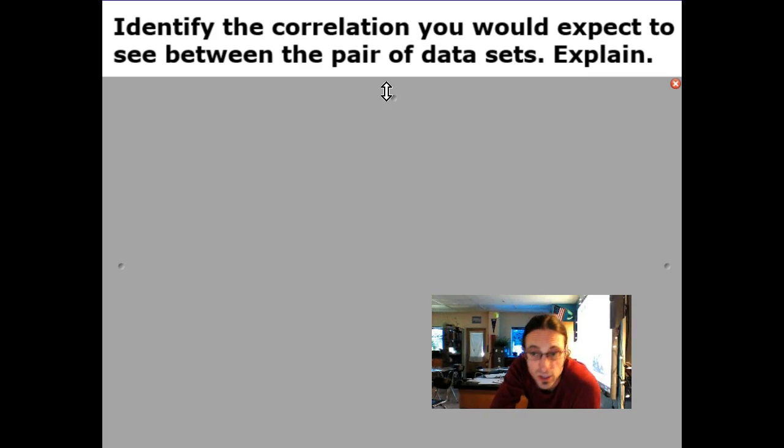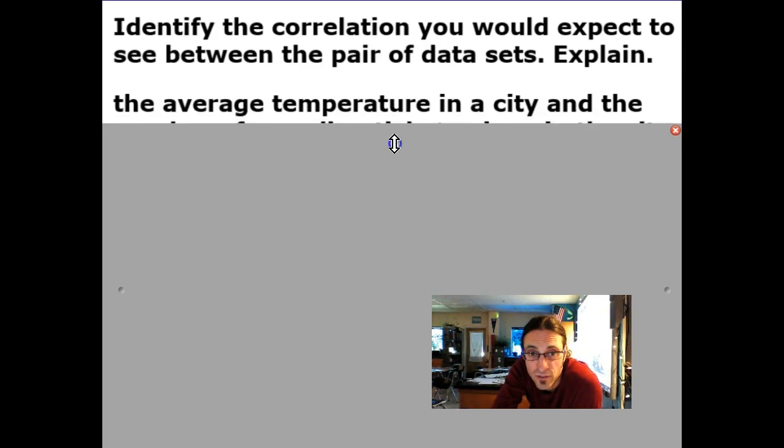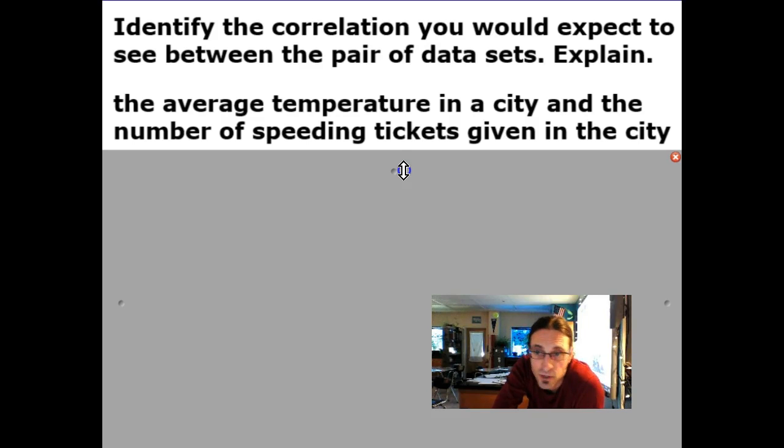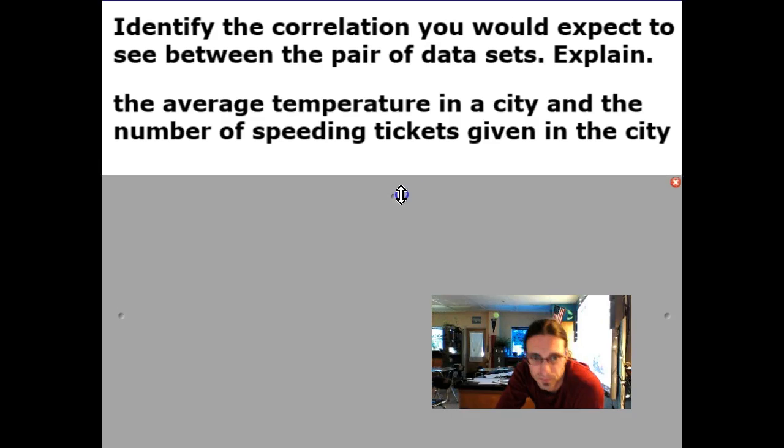So what I want you to do is, as you go along this, think about it before I give you the answer. So you can pause the video. The first one, the average temperature in a city and the number of speeding tickets given in that city. What do you think? Well, if you said there was no correlation, you're right. Why would the average temperature, whether it's warm or cold, affect the number of speeding tickets?